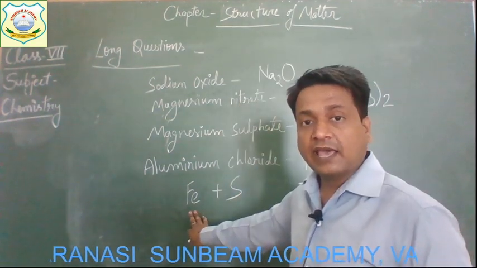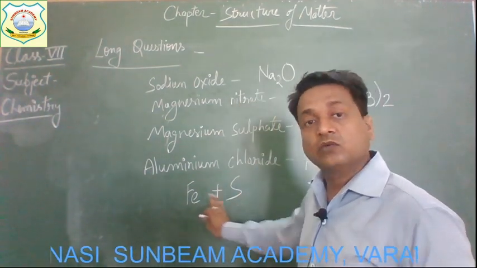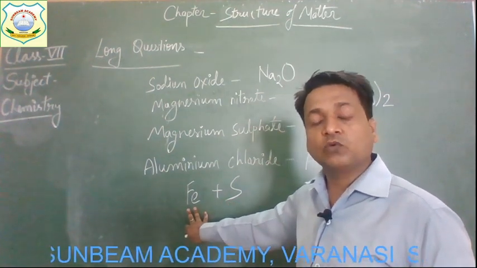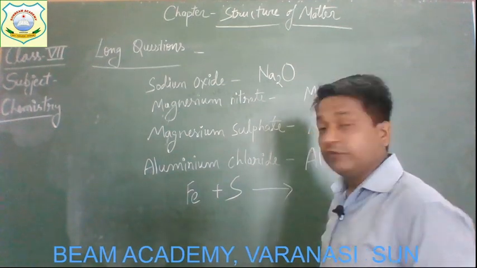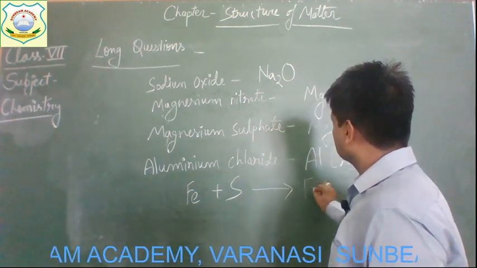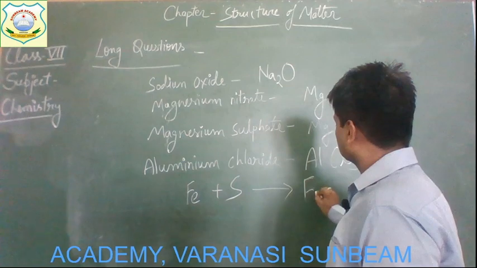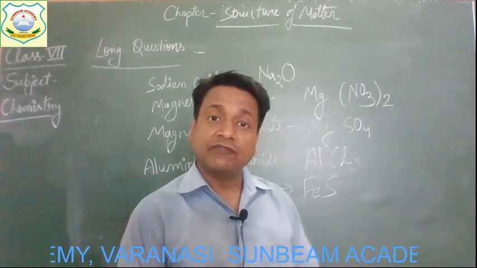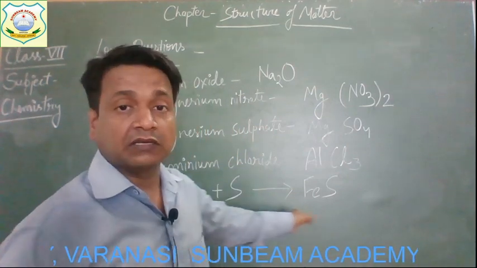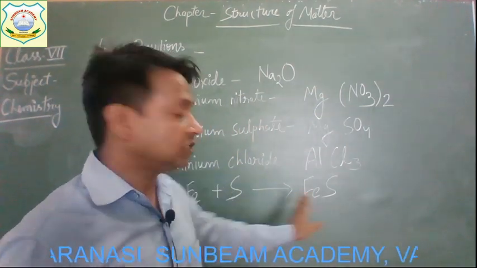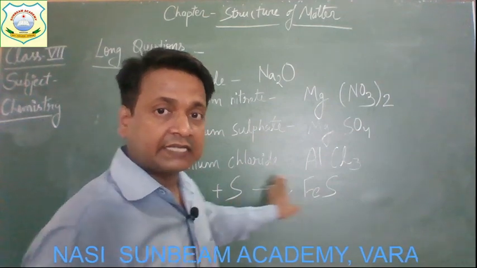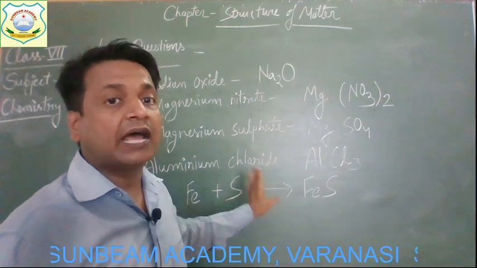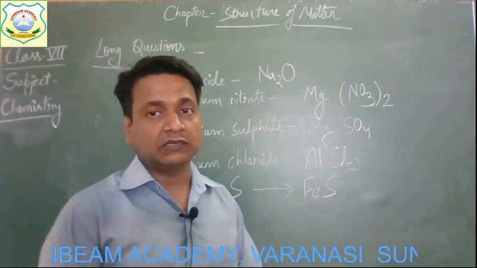For example, this is iron, Fe, plus sulfur. So they both are the reactants, and when these reactants react together, we get the product, that is FeS, that is iron sulfide. So this representation of chemical reaction in which reactants and products are shown by their symbols or formulas is known as chemical equation.